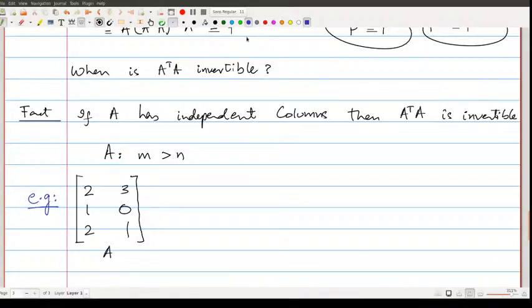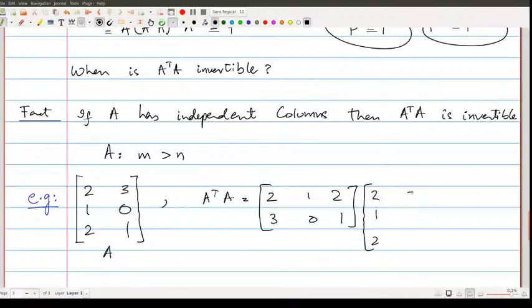Okay. And so that's my example number 1. And let's try to do, what does A transpose A give me? Let's transpose this matrix. So I get 2, 1, 2, 3, 0, 1 multiplied by 2, 1, 2, 3, 0, 1. Okay. So let's compute this.